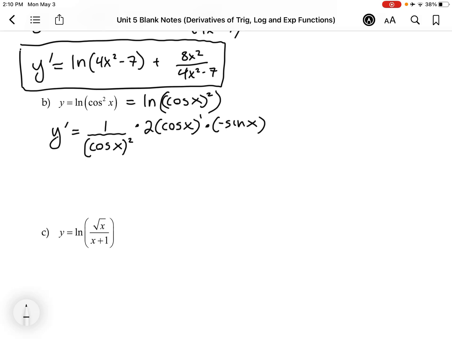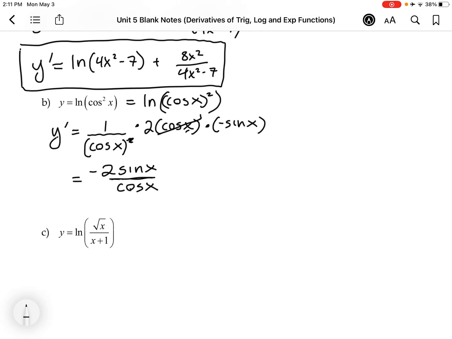Now, the cosine in the numerator cancels with one of the cosines in the denominator. So we have some simplification that goes on. This will cancel with one of these. And so we're going to end up with, in the numerator, negative 2 sine x over cosine x.